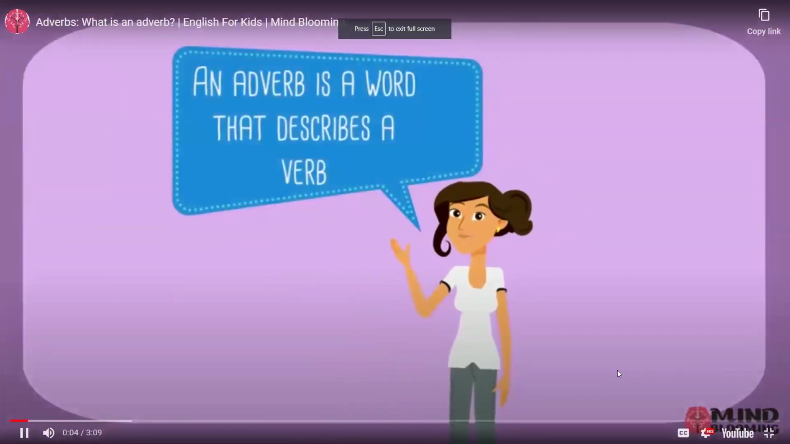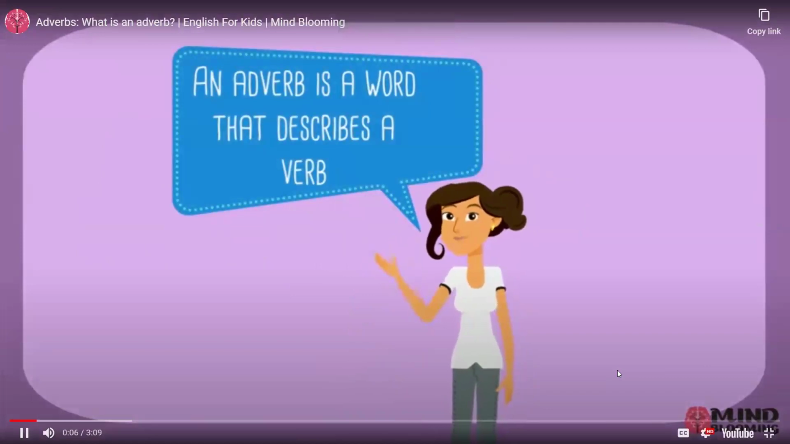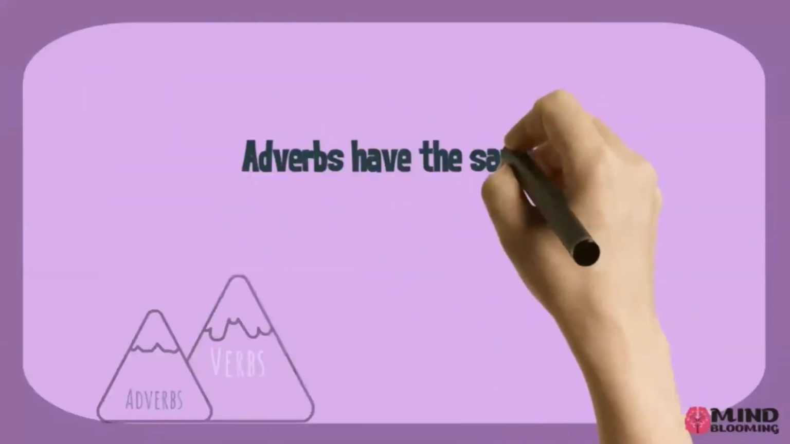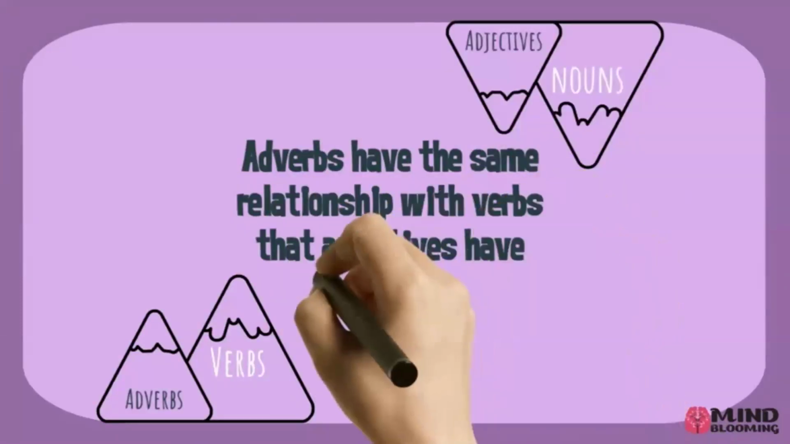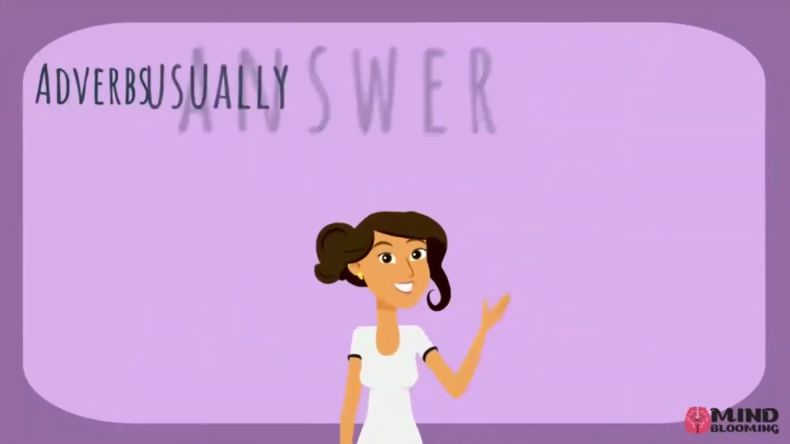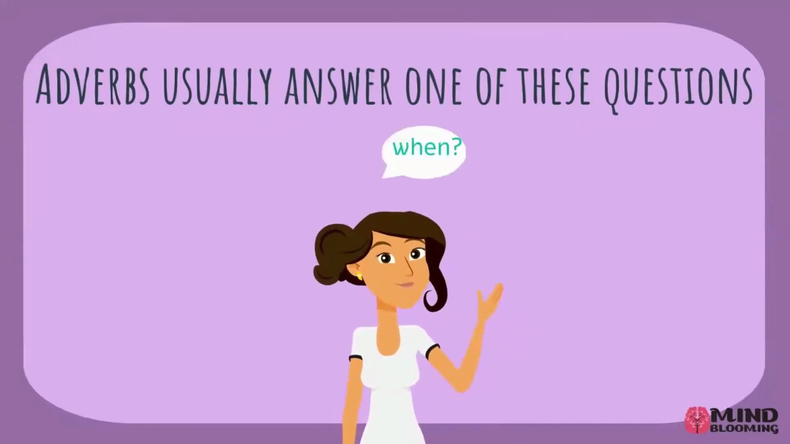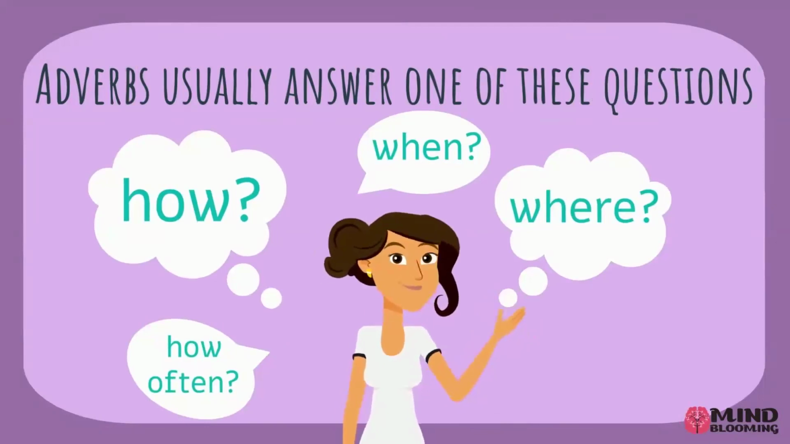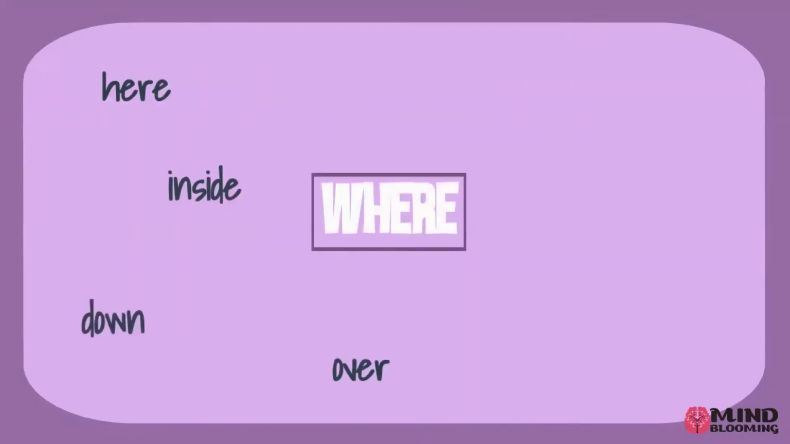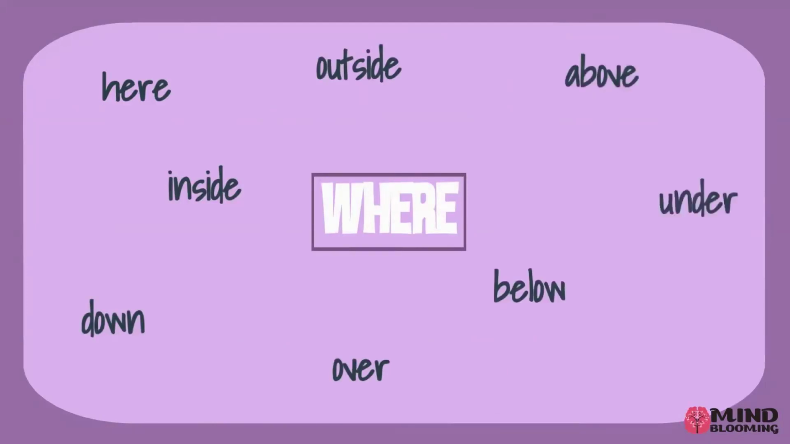An adverb is a word that describes a verb. Adverbs have the same relationship with verbs that adjectives have with nouns. Adverbs usually answer one of these questions: when, where, how, and how often. These are examples of adverbs that show where the verb or action is taking place.